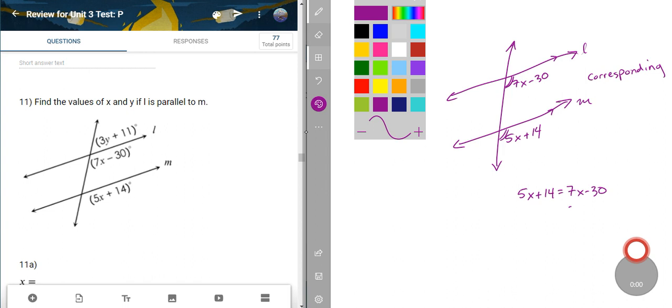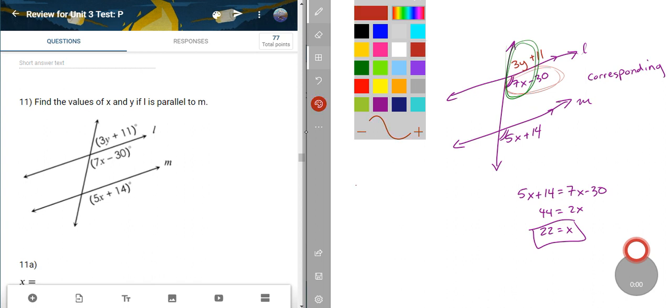We'll subtract 5x from both sides. We'll add 30 to both sides. We'll divide by 2. And we'll see that x is equal to 22. Well, now, in order to get from this point to finding what our y value is, we need to go ahead and find out what this angle measurement is, because we know that this creates our linear pair. So if I can figure out what that is, now we can really figure it.